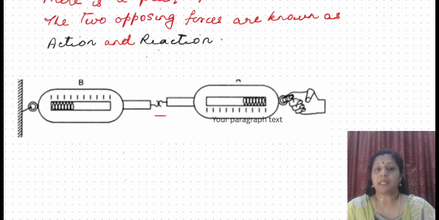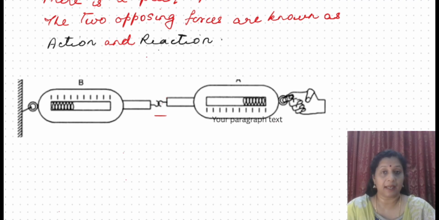In this picture, you can see two spring balances. The left one is B and the right one on my screen is A. So B is connected to a rigid support like a wall, it is attached, and the end of A is free where we are pulling. Imagine when you are pulling spring balance A and see the reading, you can see the same reading is shown on both the balances. How is that possible?